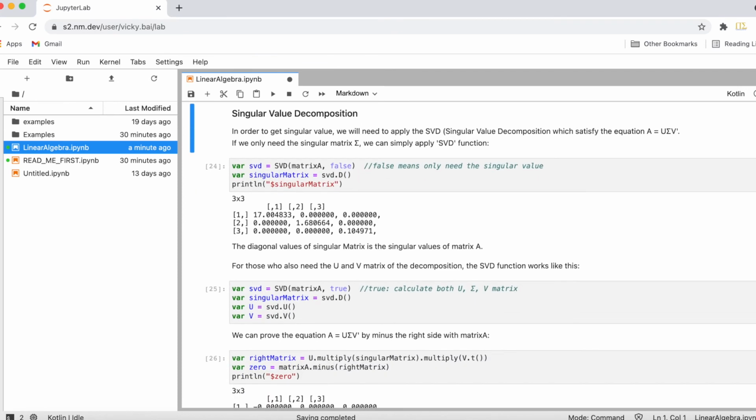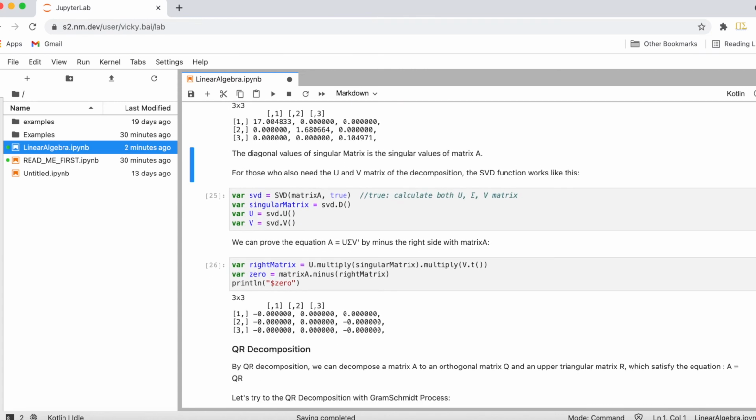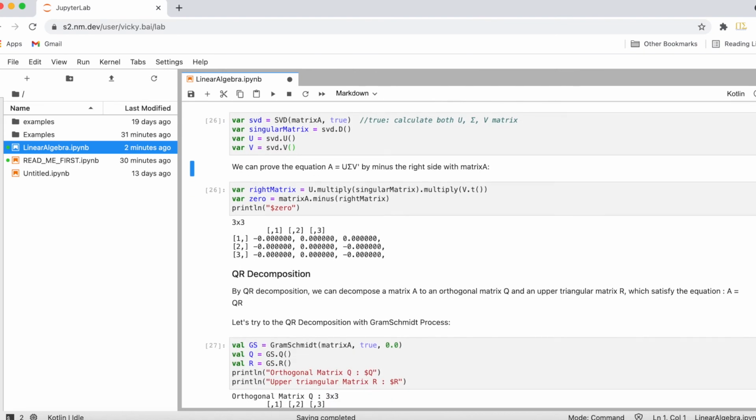Singular value decomposition. In order to get singular values, we will need to apply the SVD. If we only need the singular matrix sigma, we can simply apply the SVD function. The diagonal values of the singular matrix are the singular values of matrix A. For those who also need the U and V matrix of the decomposition, the SVD function works like this. We can prove the equation A equals U sigma V by subtracting the right side from matrix A.